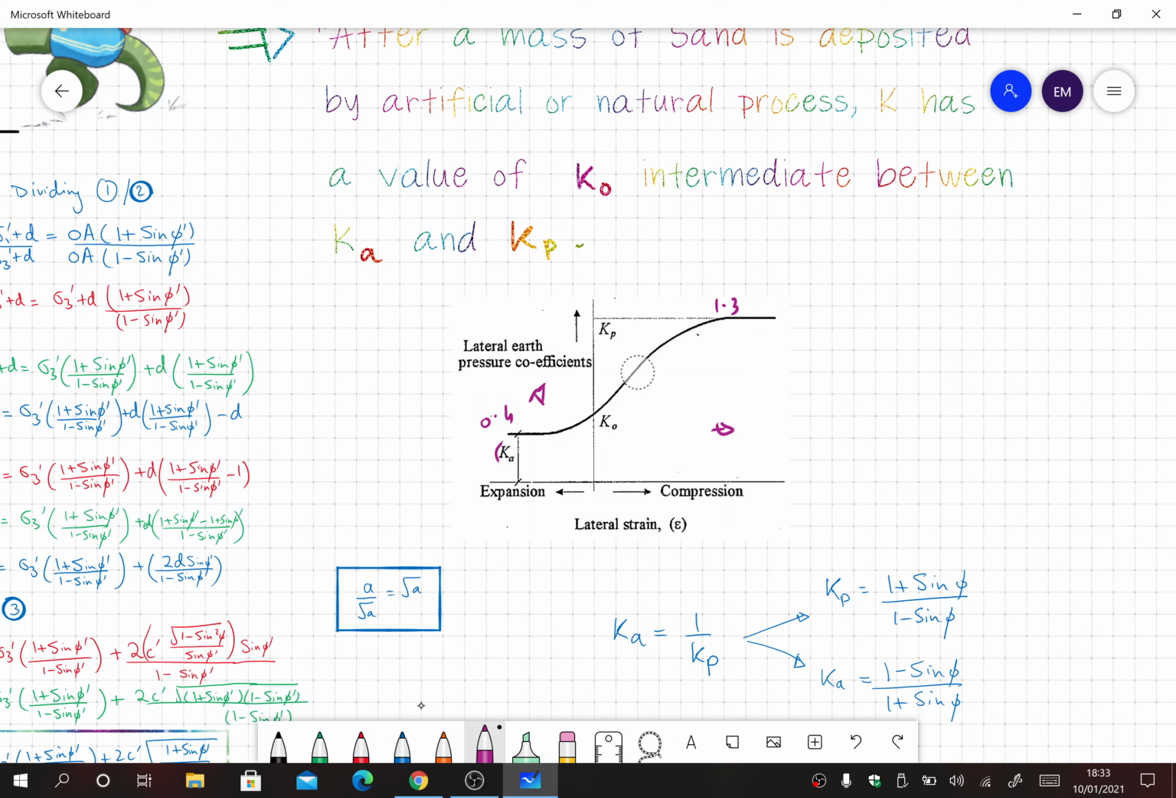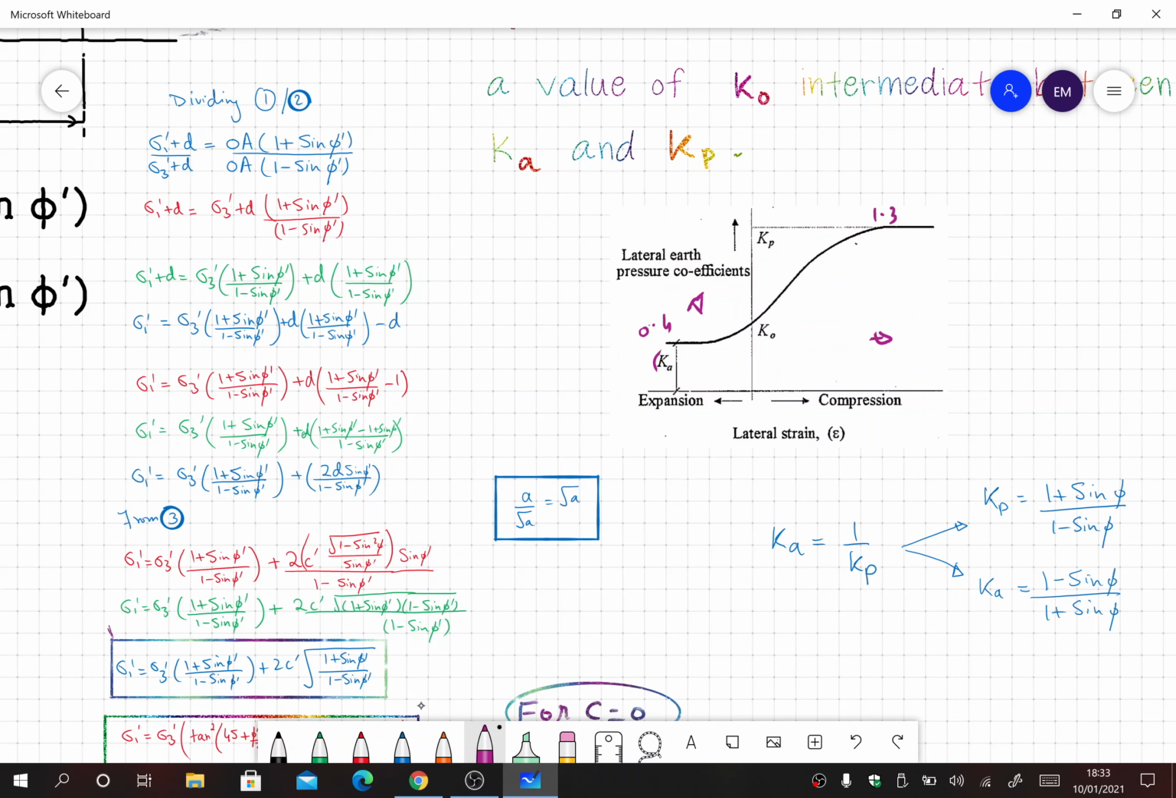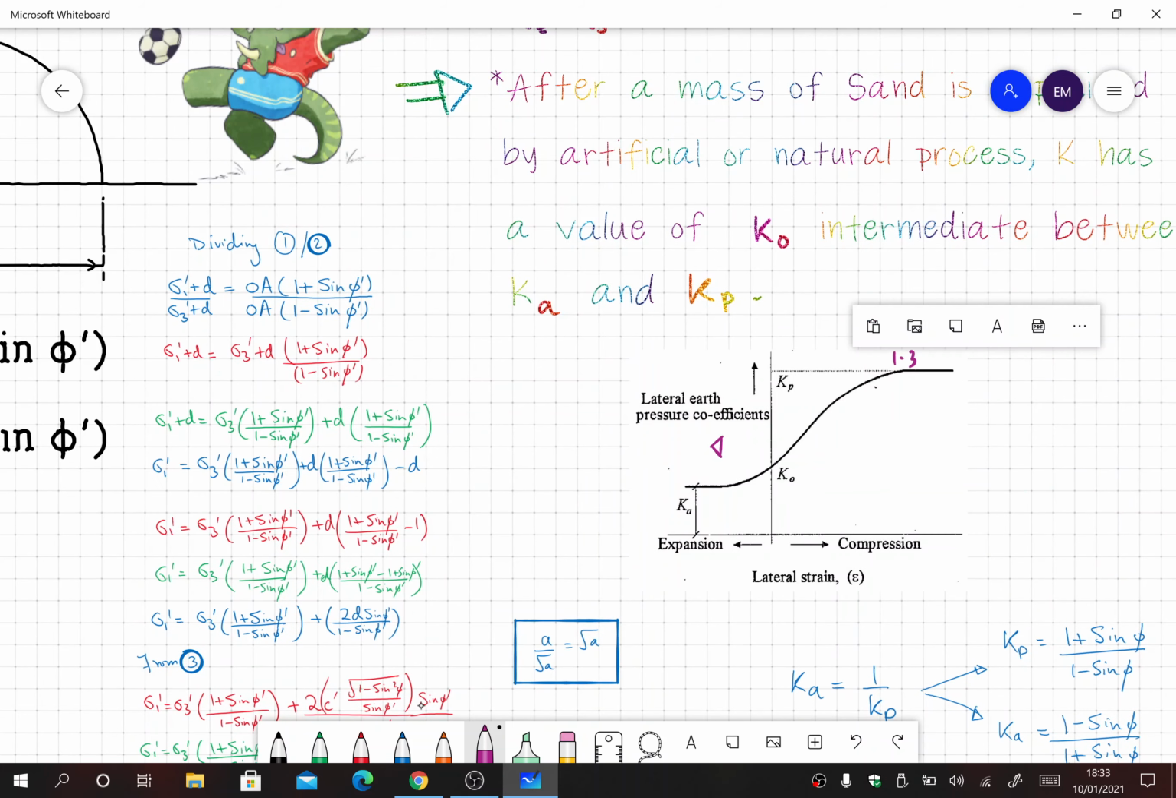Okay, so now let's see how Kp is equal to tan square (45 plus phi by 2). So here is a little derivation.